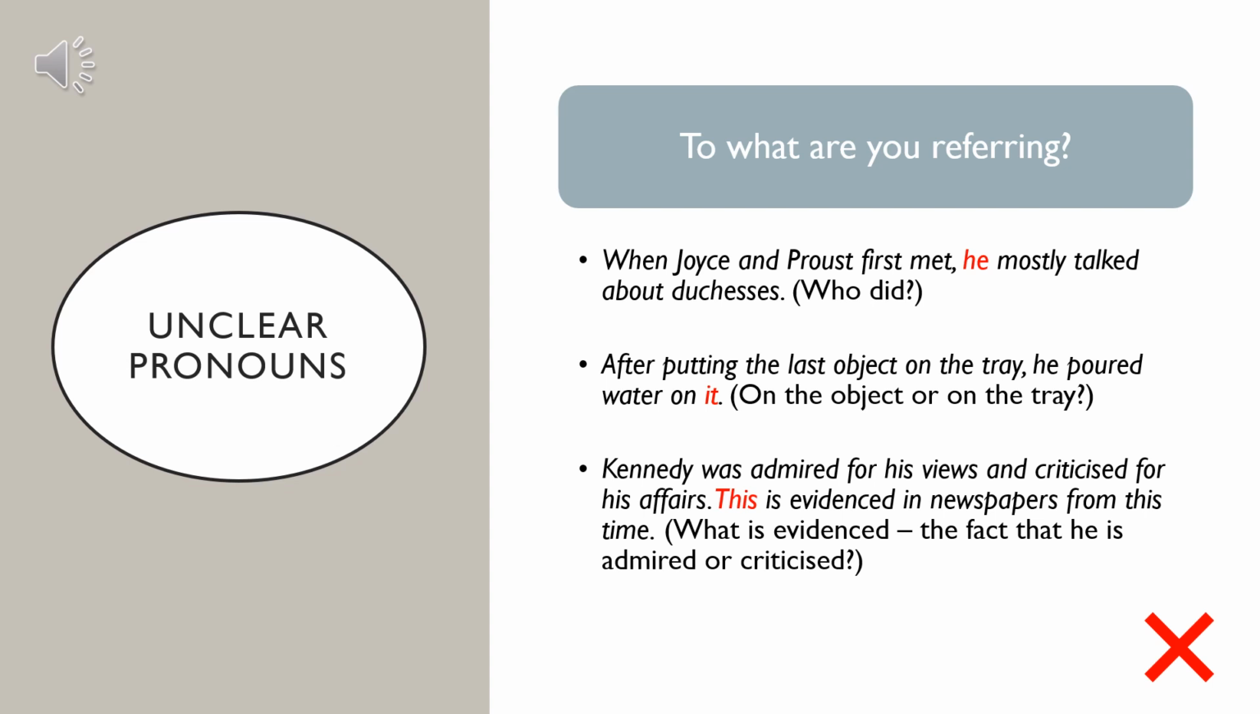And in the third sentence, we're told, Kennedy was admired for his views and criticized for his affairs. This is evidenced in newspapers from this time. But the second sentence of this example doesn't tell us whether the this refers to the fact that Kennedy was admired or the fact that Kennedy was criticized.